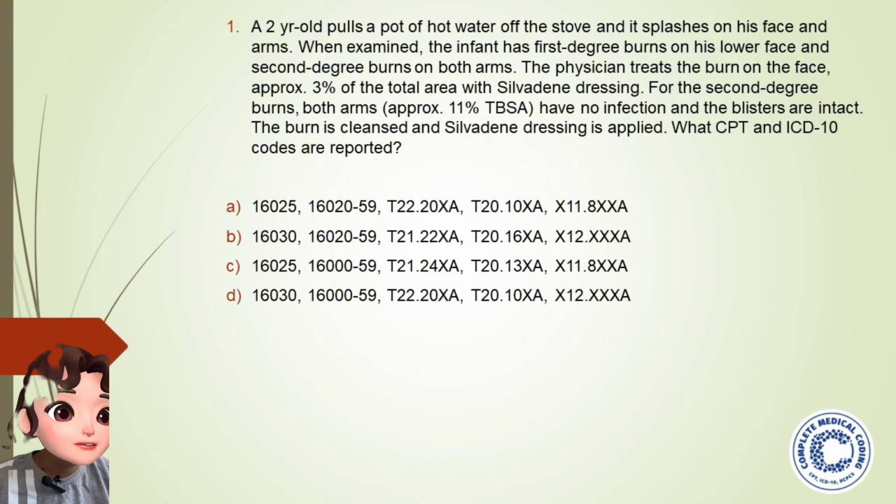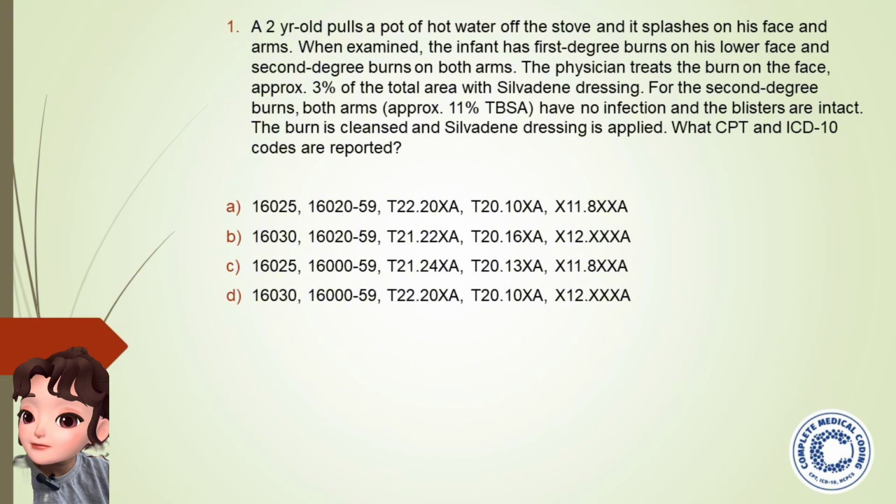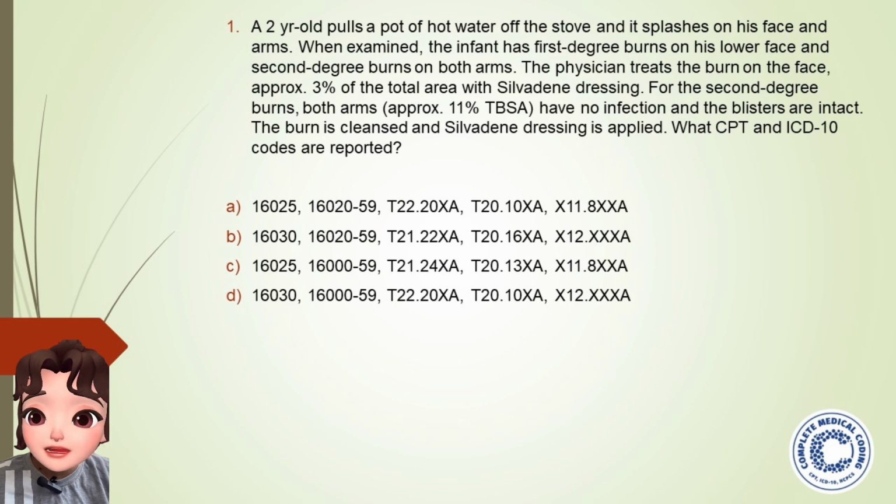What is T20.10XA? Go to T20.10. T20.10 means burn of first degree of head, face and neck, unspecified site. This is also there, right? First degree of face. So T20.10XA, that code also should be there.